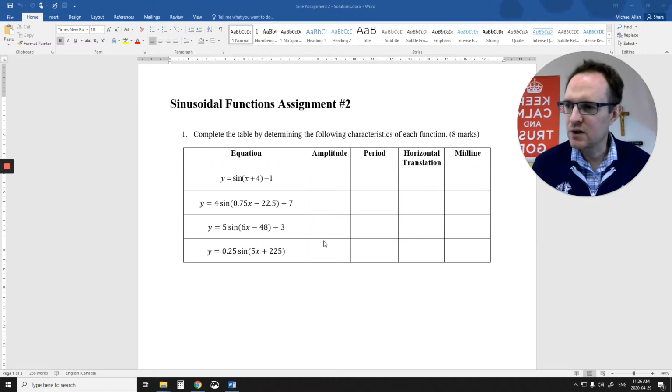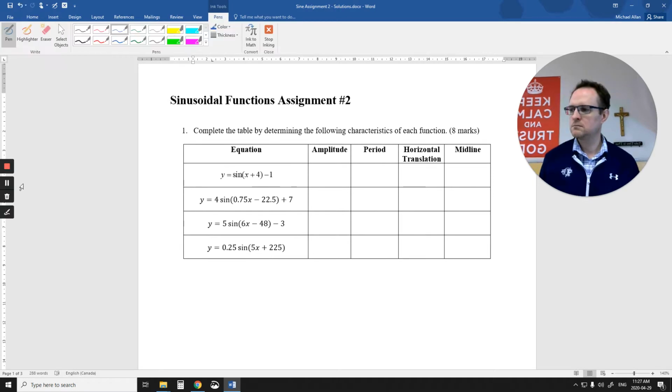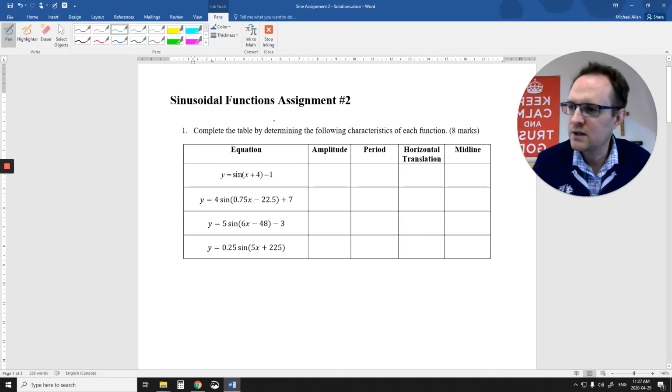Math 30-2s, we're going to go over assignment number 2 here. So remember in this, to figure out certain things like the amplitude is always your A value. Here's your A value, so you're just going to write this out. You've got A sine, bracket BX plus C, plus D on the outside there. So we're going to use all these.